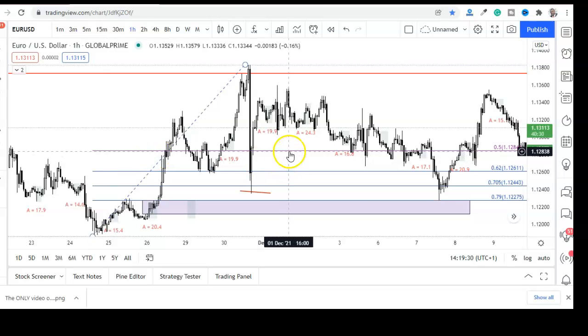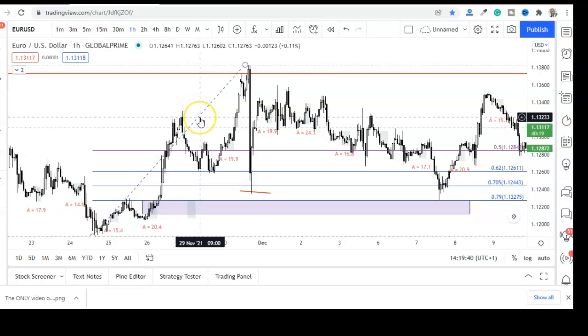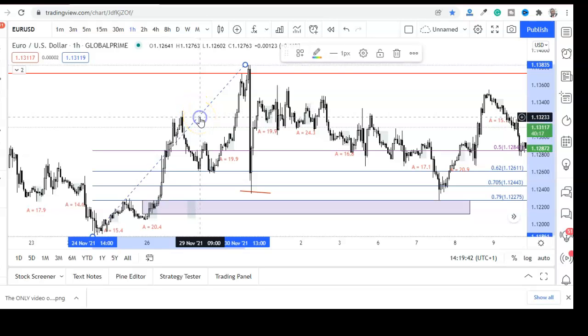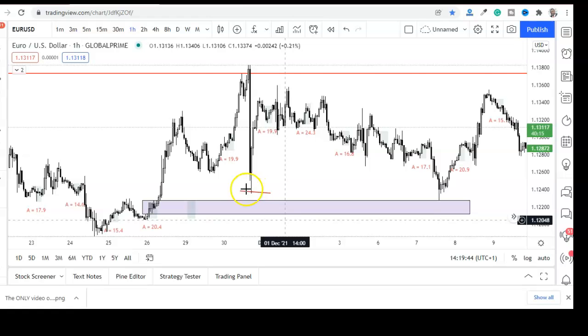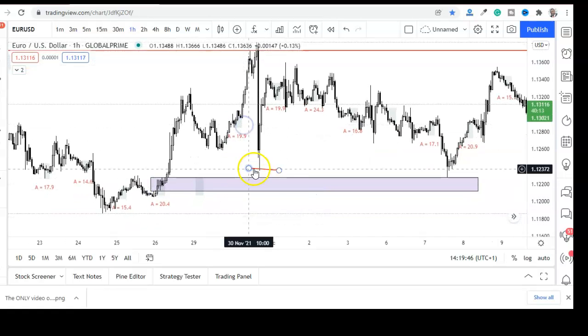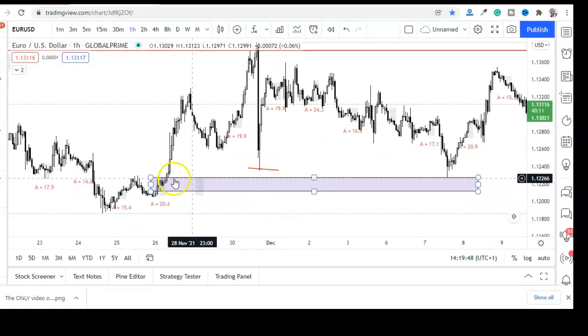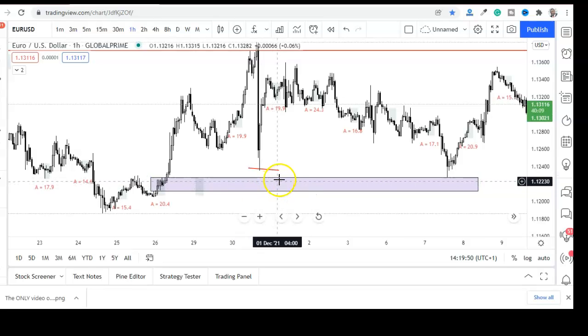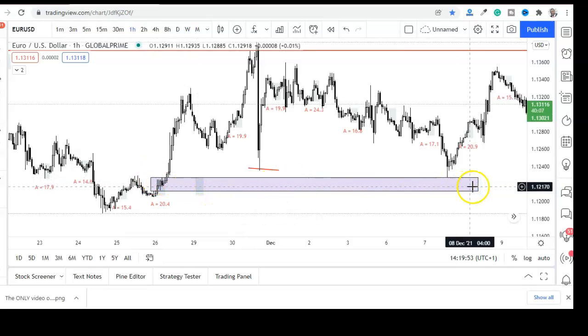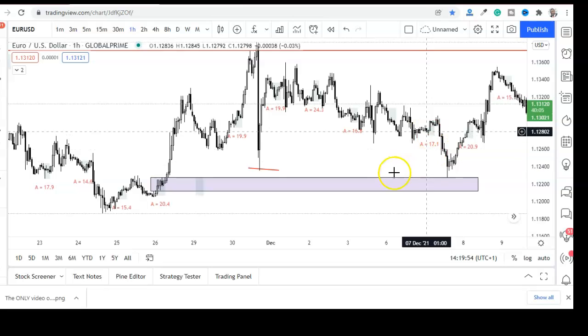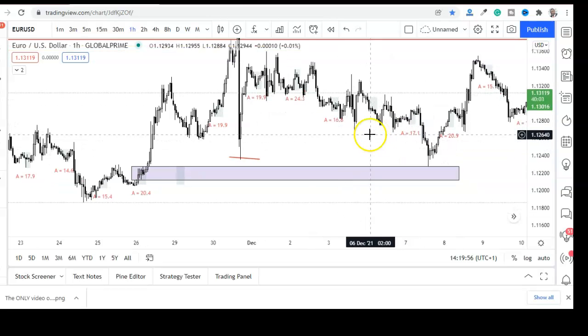When price is below this equilibrium, we have discount pricing. When price is above the equilibrium, we have premium. I will do another video on premium and discount pricing, but not now. So what we are looking at here is liquidity. We have liquidity to make this point of interest a high probability zone.